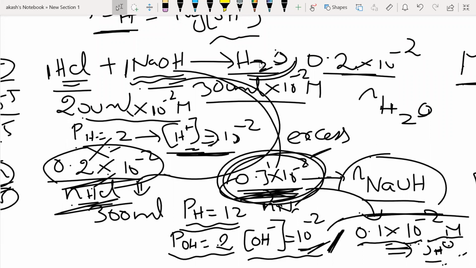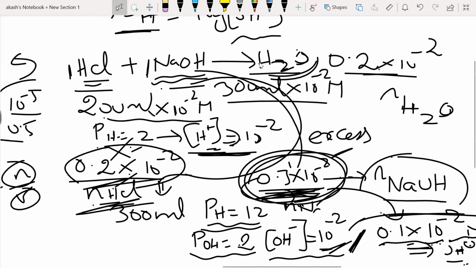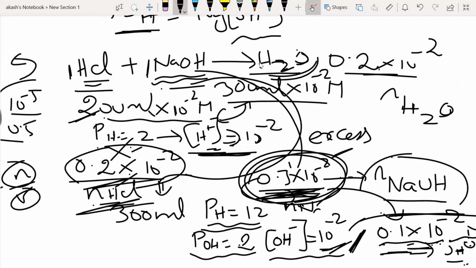Exactly. If I had told you that the values were reversed, that is, 300 mL for this and 200 mL for NaOH, then obviously you would have found that the excess H plus concentration is 0.1, this value. Then you could have directly found the concentration of H plus, and then the pH directly. That's it.